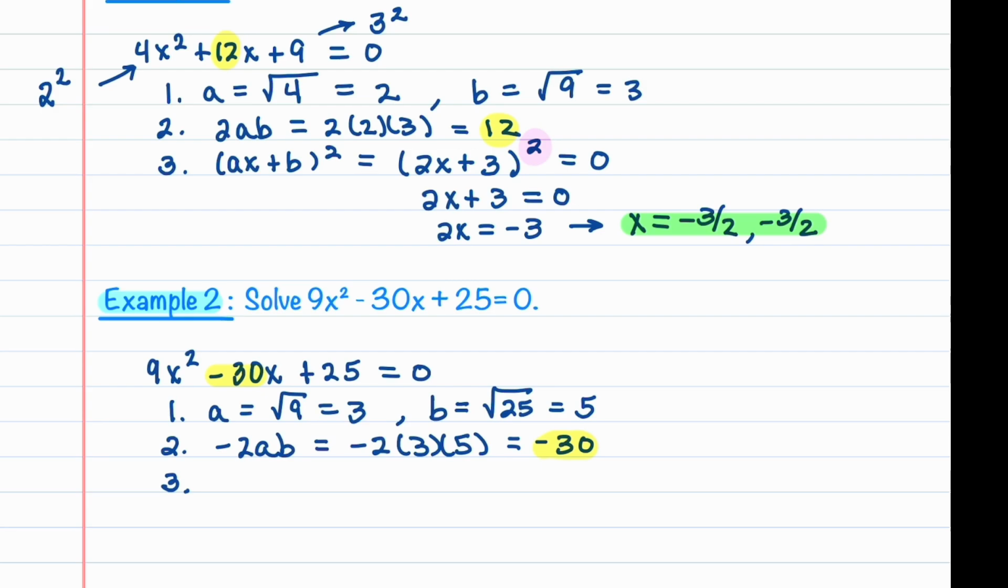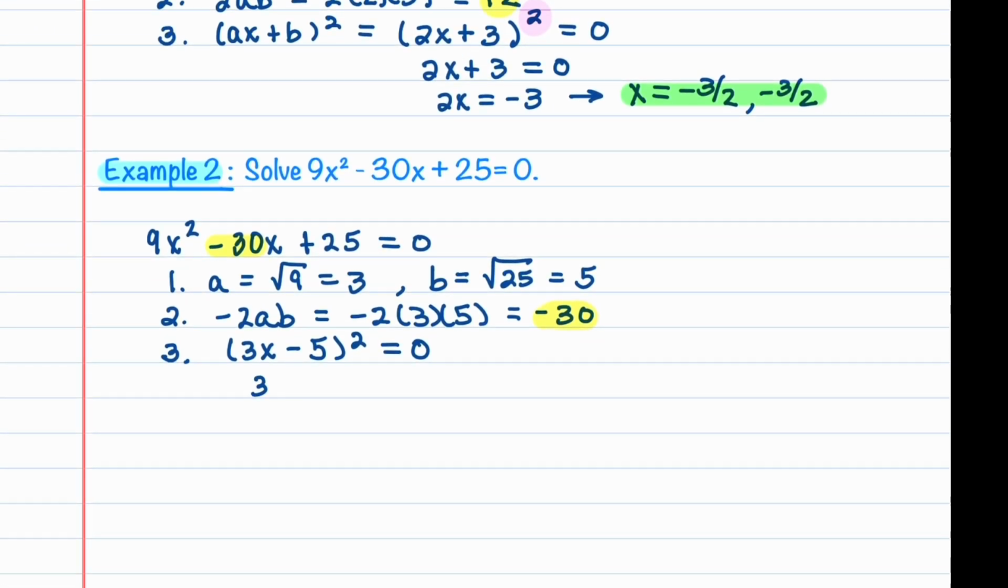Once you get used to doing some of these, you can probably not write down steps 1 and 2 and just do that in your head. I'm now going to write our left-hand side as a perfect square. This is going to be 3x. And then because we have a minus 30 as our middle term, we're going to have a minus here. And then our b, which is 5, squared is equal to 0.